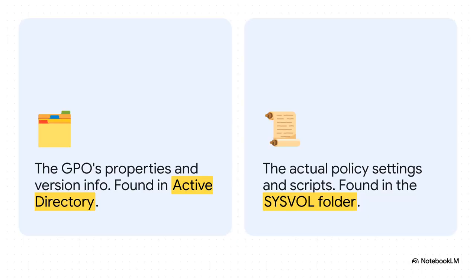Now, here's where it gets interesting. A GPO is actually split into two parts, and they live in different places. The first part, the group policy container, is stored in Active Directory, which is kind of like the network's main phone book. You can think of this as the GPO's ID card. It just holds the basic info. The other part, the group policy template, lives in a special shared folder called sysvol. This is the important one. It holds the actual rules and scripts. For any policy to actually work, a computer has to find both its ID card and the rulebook.